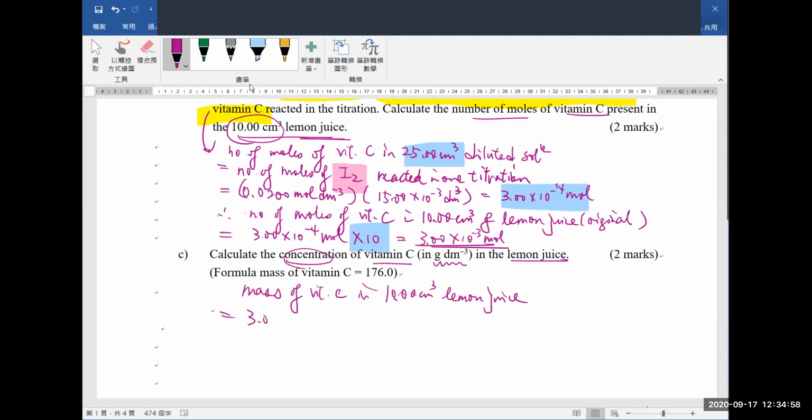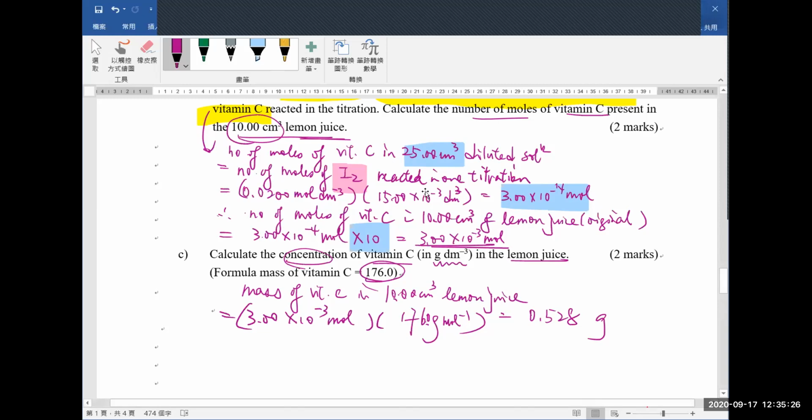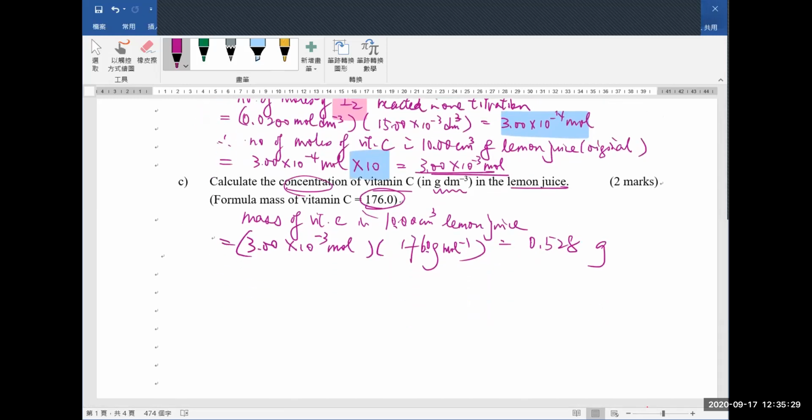which is equal to 3.00 times 10 to the power minus 3 mole times something. You're going to make it gram first. Gram, I need it. I don't want mole. So what is that? You put this, which is the molar mass of vitamin C. And what you can get is the mass, 0.528 gram. And I use this data for the calculation of the concentration of vitamin C in the lemon juice.